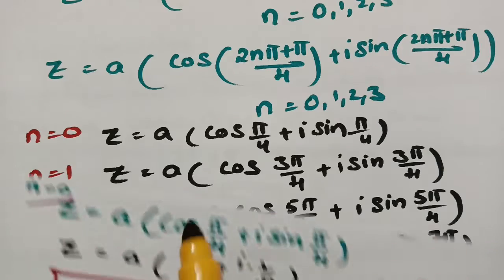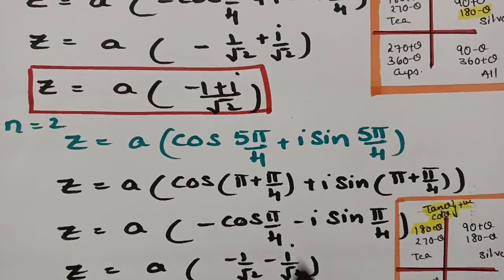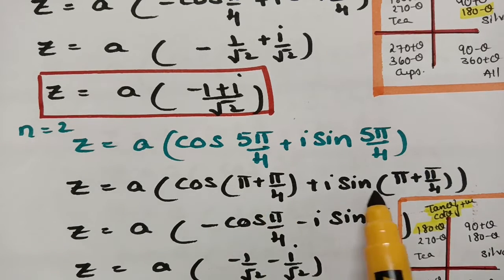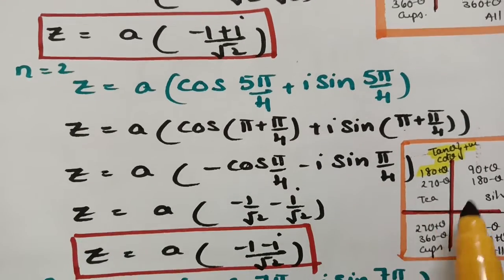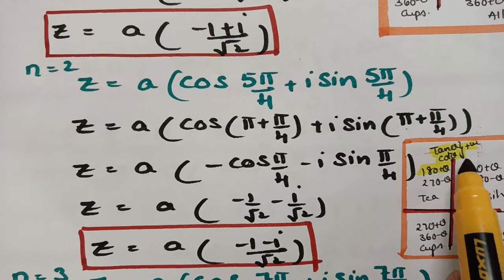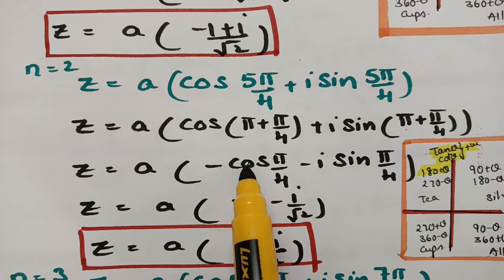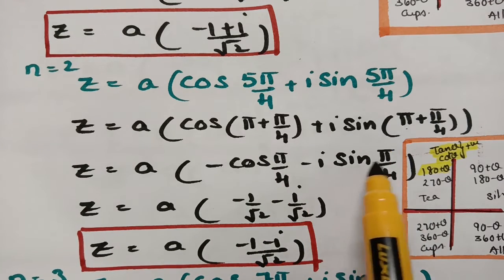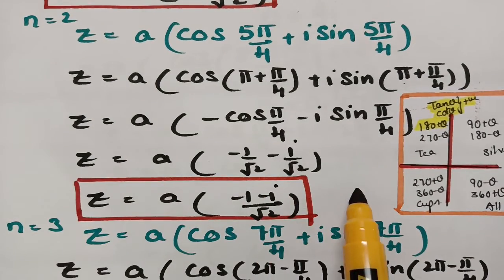And the next one, after keeping n is equal to 2, this is cos 5π/4 + i sin 5π/4. So 5π/4 can be written as π plus π/4. What is 180 plus theta? Coming to this, in 180 plus theta, tan and cot are positive, the rest are negative. So cos will be minus cos π/4, and sine is also negative, that is minus sin π/4. So these two are the negative values. So this is the third pole.